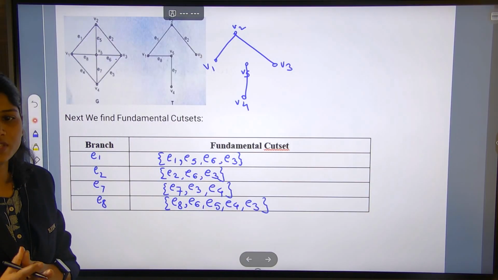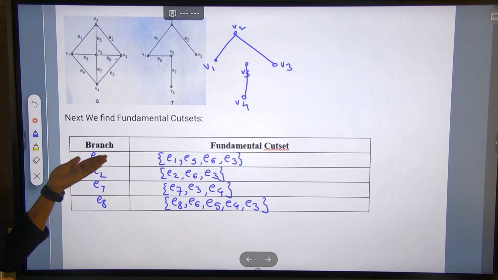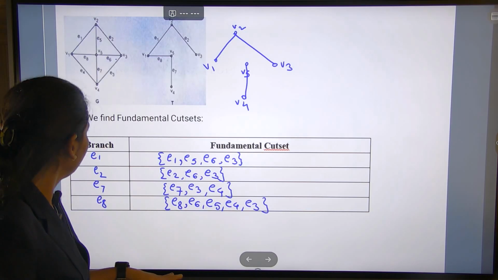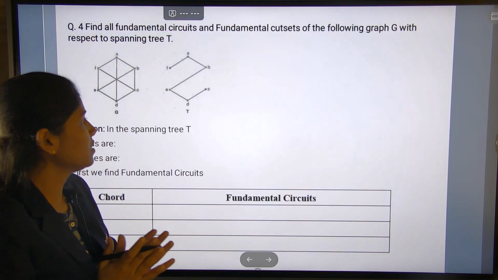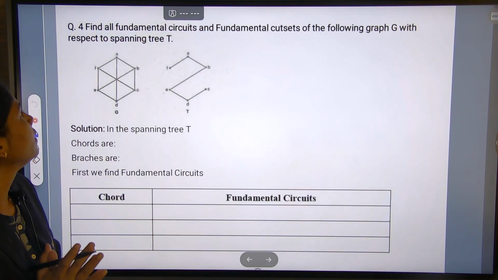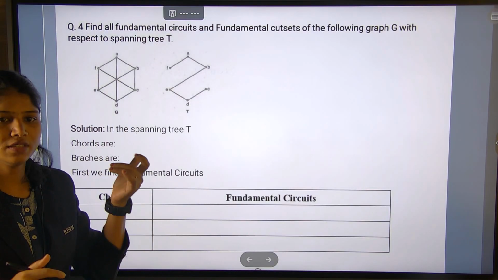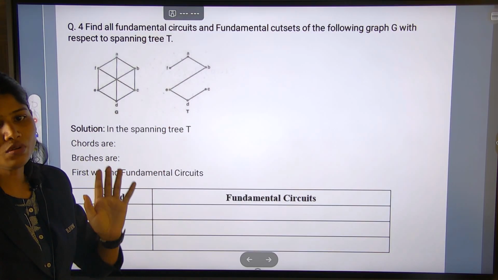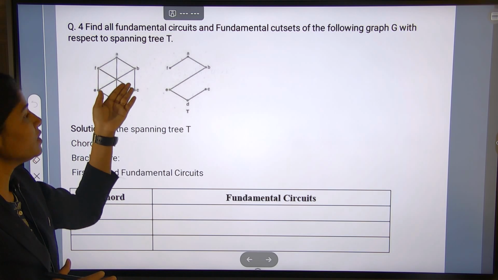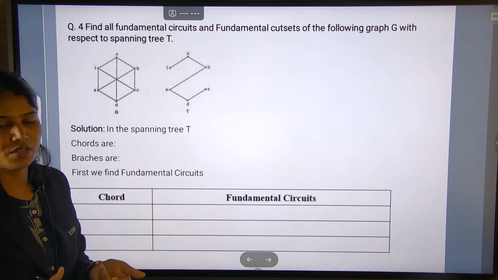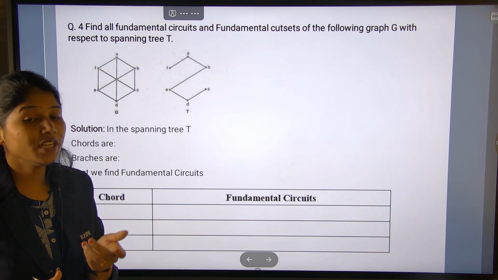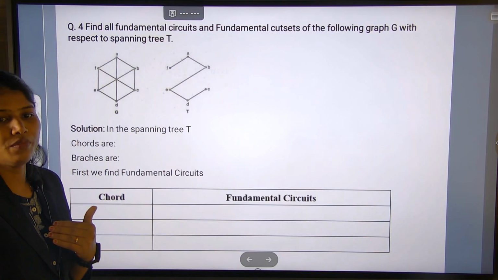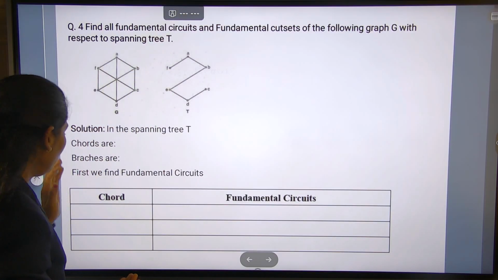So these are the fundamental cut sets with respect to all branches. We will see the next example. Same question, the graph is changed. The graph is given, and its spanning tree is also given. Here we require the chords and branches, which means edge names. The edge names are not given here, so first of all we will write the edge names on the respective graphs.